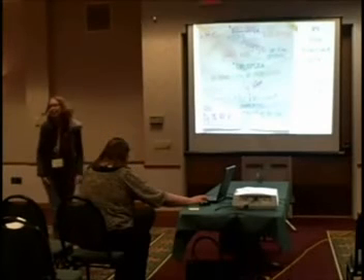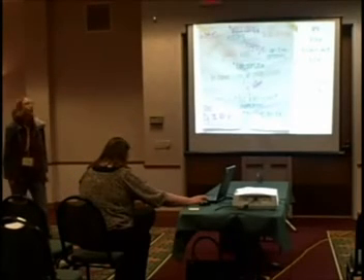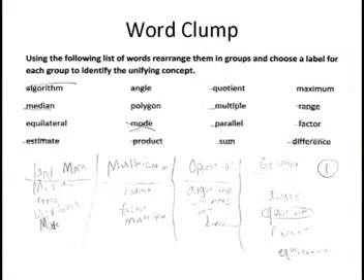All right, a word dump. What do my students know about lines? Took them about 3 minutes. A word clump: here are all the words that we learned during this semester. Let's put them in categories. My favorite one is quotient is in geometry, but I think they meant that Q word, quadrilateral. But great way for students.